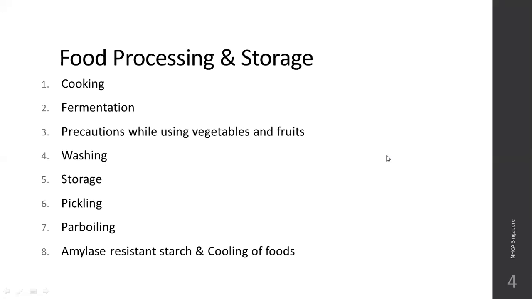So examples of food that are rich in amylase resistant starch are unripe green bananas, sweet potatoes, whole wheat. These all are good sources of amylase resistant starch.